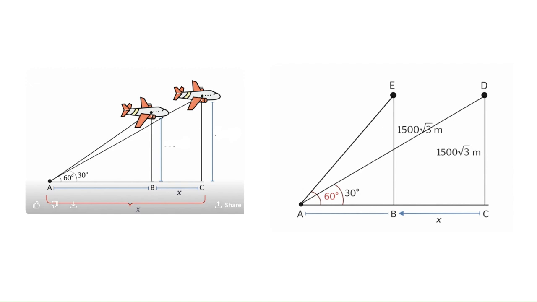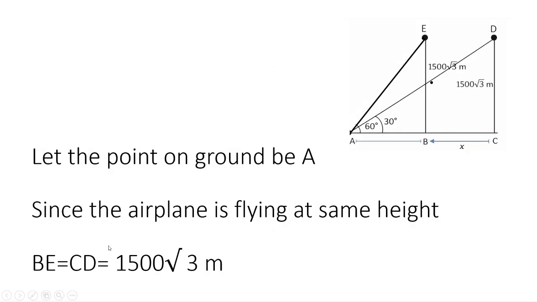The angle of elevation has changed after 15 seconds. Initially it is 60 degrees, next it became 30 degrees. Now here, let the point on the ground be A. Since the airplane is flying at the same height, BE and CD are equal to 1500 into root 3 meters. That is given in the problem. This is the initial stage, where the height of the plane is 1500 into root 3 meters. After 15 seconds also, the same height is there, CD, so 1500 root 3 only. It is given in the problem.